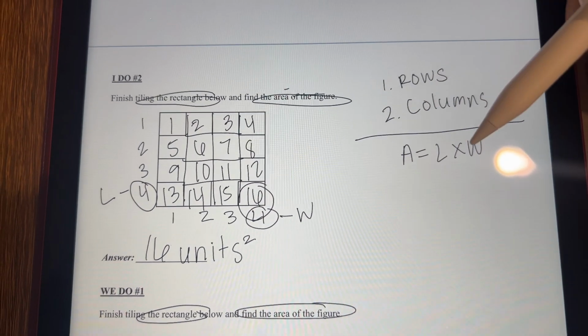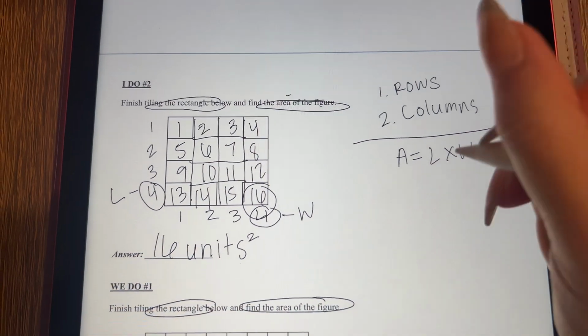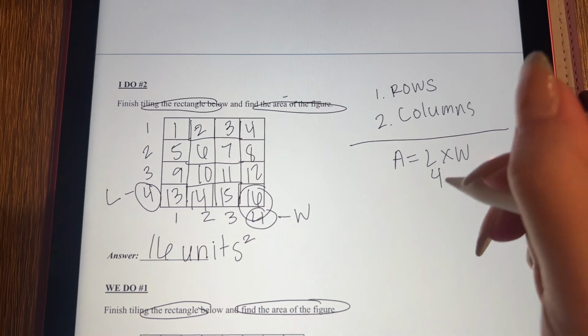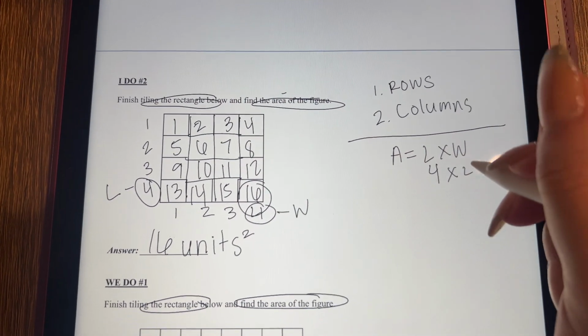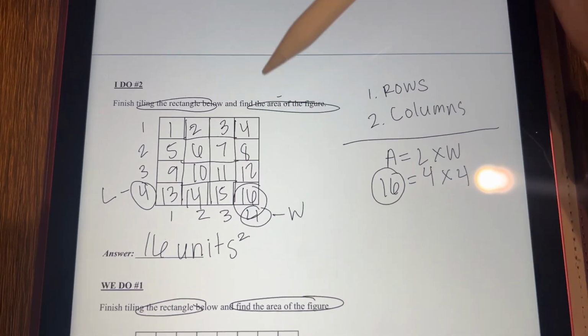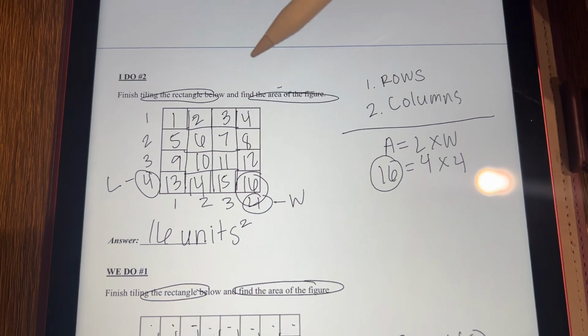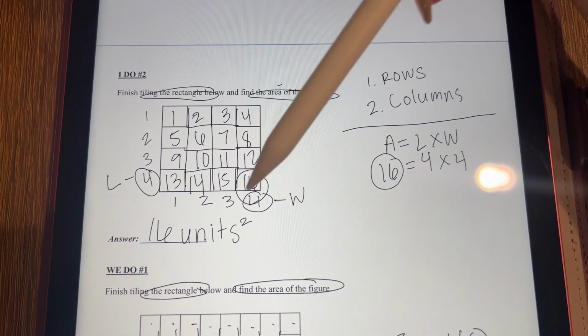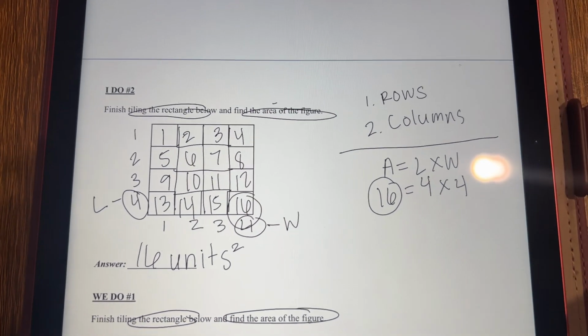So now I'm going to put it into the formula. My length is 4 and my width is 4. And I know 4 times 4 is 16. That means I have done 2 strategies, and my second strategy checked, and it shows that my answer is correct. Now I can move on to the next question.